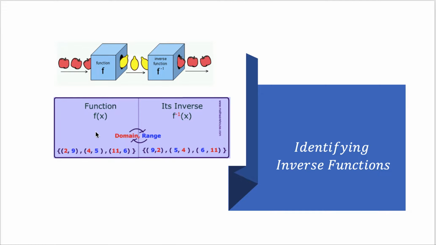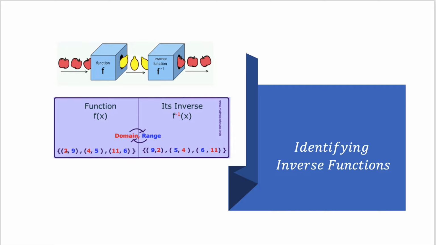Let's see, for example, in ordered pairs, how we can interpret the function and its inverse. For example, we have the points (2, 9), (4, 5), and (11, 6). The domain, as we already know, is the first coordinate of the point: 2, 4, and 11, and the range is 9, 5, and 6. But in the inverse function, they're going to switch the domain with the range. Whatever was the domain here is going to be the range, and whatever was the range in the function is going to be the domain in the inverse function. As we see here, everything is switched.